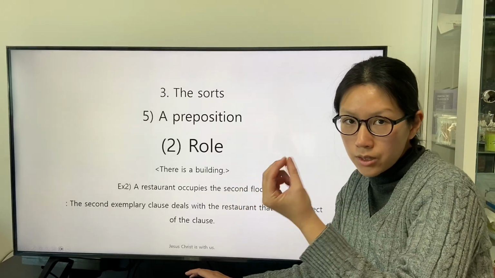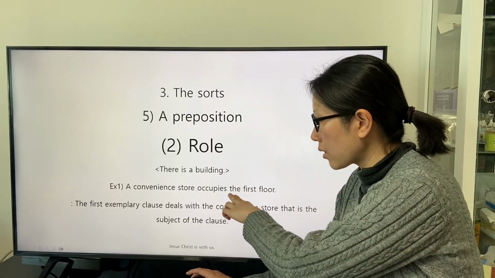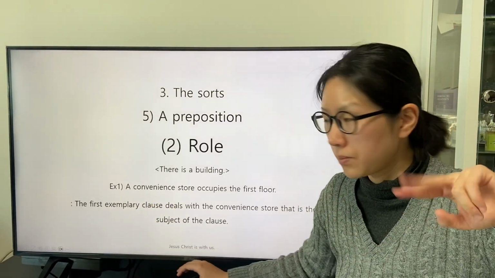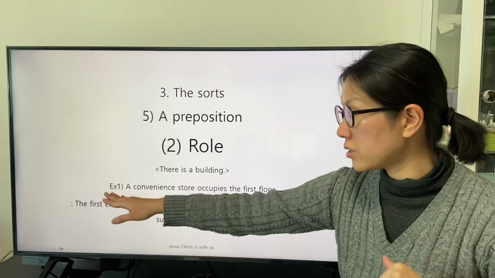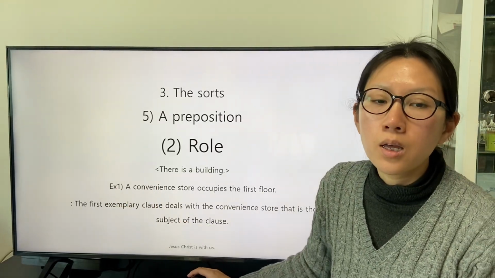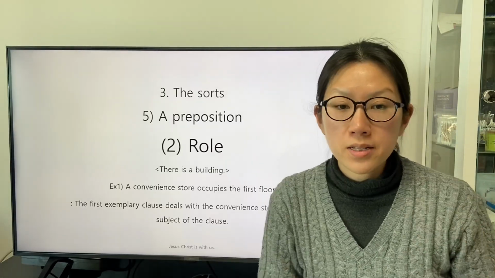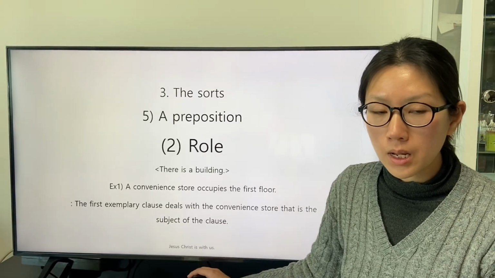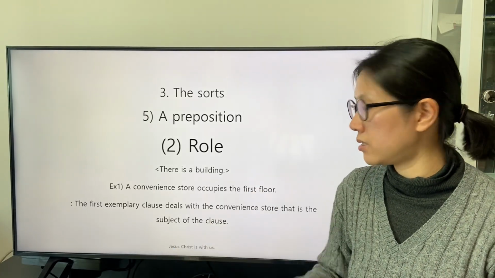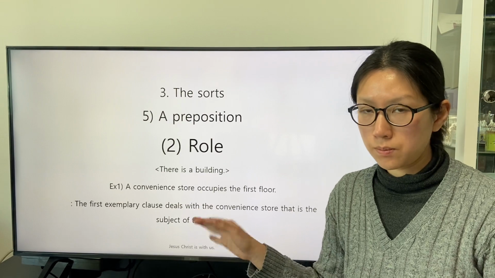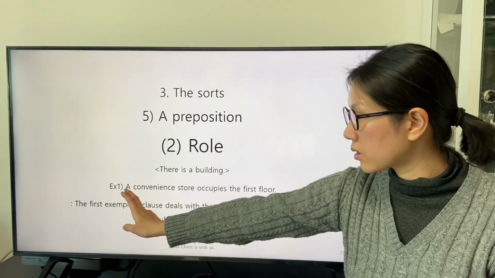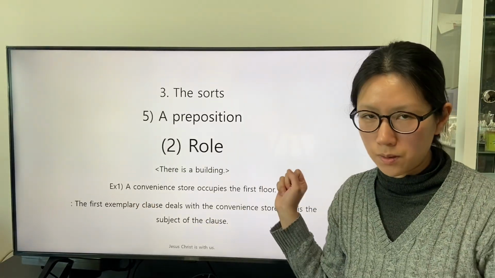that include the two objects. The two subjects. The first clause is this. A convenience store occupies the first floor. The first exemplary clause deals with the convenience store, that is the subject of the clause. This clause is about the subject, the condition of the subject.